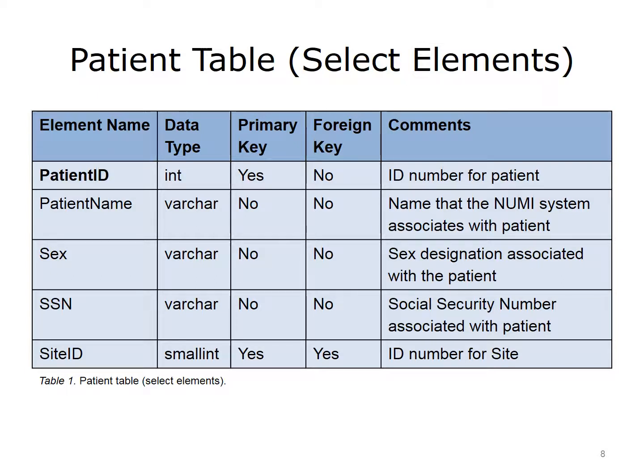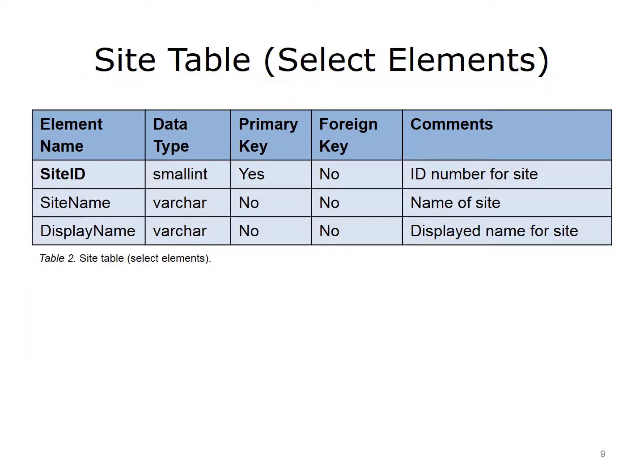This slide shows select elements from the site table. The site ID field, which is the primary key for the table, serves as a relationship between the patient table and the site table. The other two fields relate to the name of the site.